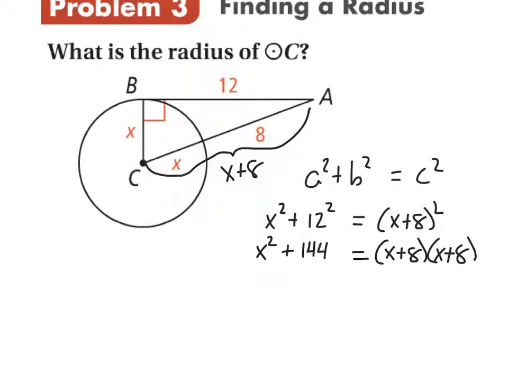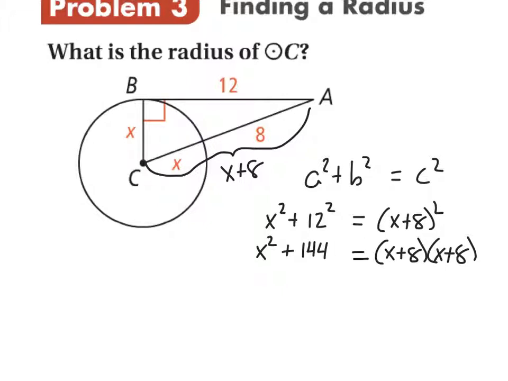First, outside, inside, last. So what that means here is that I would take x times x, because those are my first terms. I would take x times 8, those are my outside terms. I would take 8 times x, those are my inside terms. And then I would take 8 times 8, because those are my last terms. FOIL works great, okay? I don't necessarily do it that way.